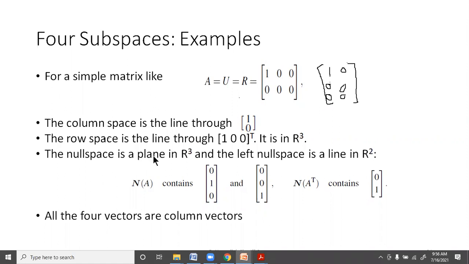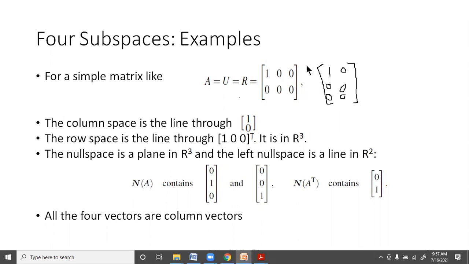Then the null space is the plane in R cube, because we have three columns. Therefore, it will be R cube, and the left null space is in R square. How do you find the null space? You can find the null space by solving AX equal to 0. If you write AX equal to 0 and solve that, you will get the null space. Use this A and multiply it by X.